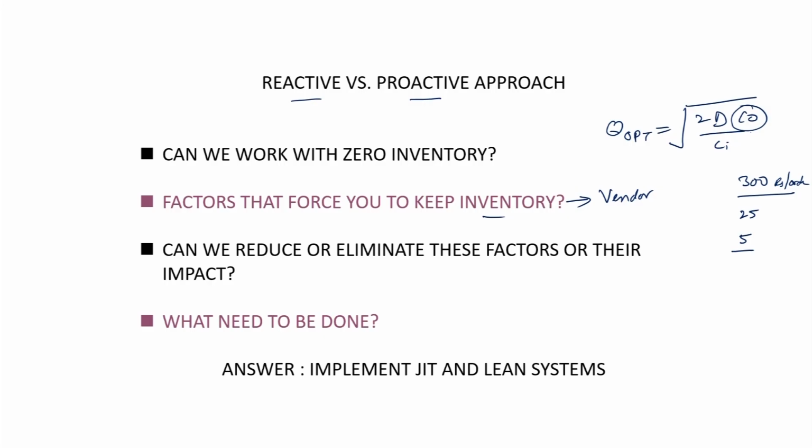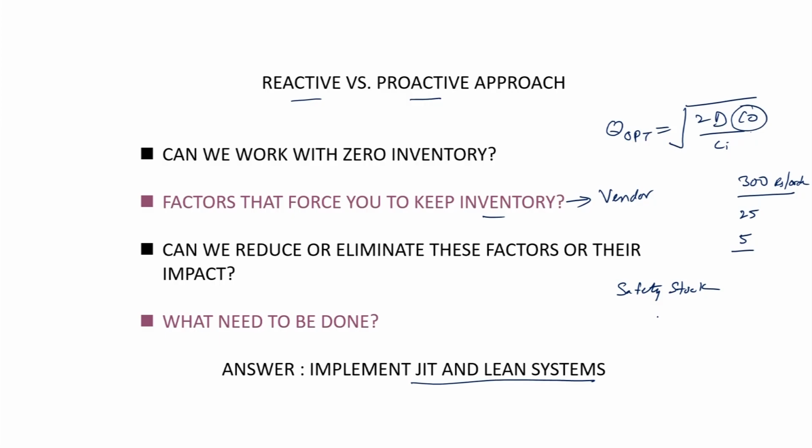So, in the next session we will talk about JIT and lean manufacturing systems, that is a proactive approach of addressing the issues which are forcing you to keep the inventory, just like we are keeping the safety stock also. We are keeping the safety stock because of uncertainty in demand.